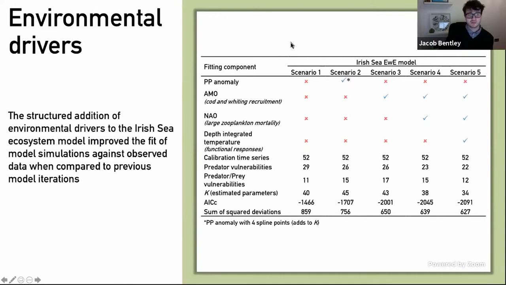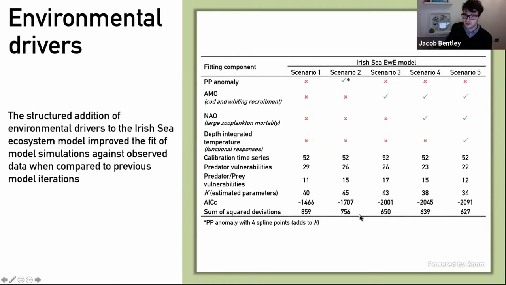So I've just put here a table of model fits, which shows that the structured addition of environmental drivers in this way into the ecosystem model improves the simulations against data when compared to the previous model iterations. So in scenario one, where we didn't have a primary production anomaly estimated by the model, we didn't add any forcing, we just estimated predator-prey vulnerabilities and predator vulnerabilities. We got the worst fitting model. And then this primary production anomaly was coming from the previous work I showed you with the fishing effort.